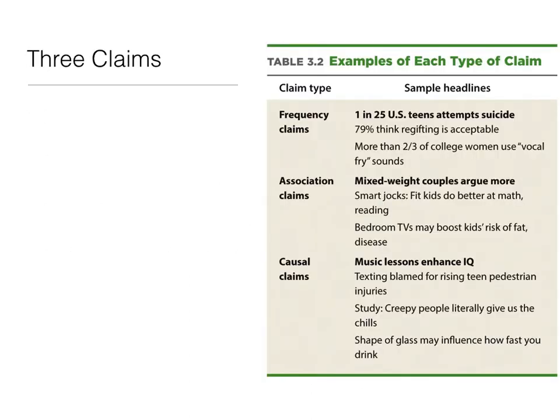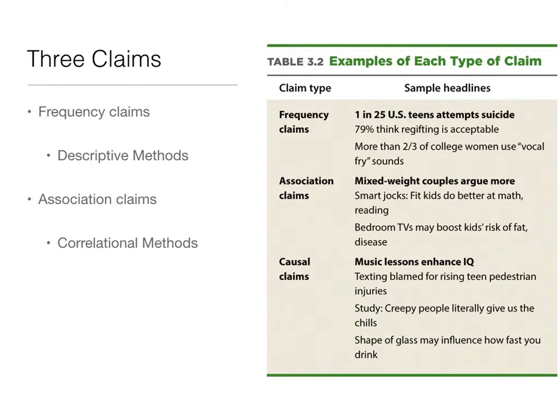So to review the 3 claims that you've covered previously, we have frequency claims, and those are those descriptive methods that we talked about. We have association claims, which come out of those correlational methods. And we have causal claims, which come out of experimental methods. So examples of these from your textbook: a frequency claim, 1 in 25 U.S. teens attempt suicide. 79% of people think regifting is acceptable. These are frequency claims. They're telling us about the frequency of something. They're describing some sort of data.